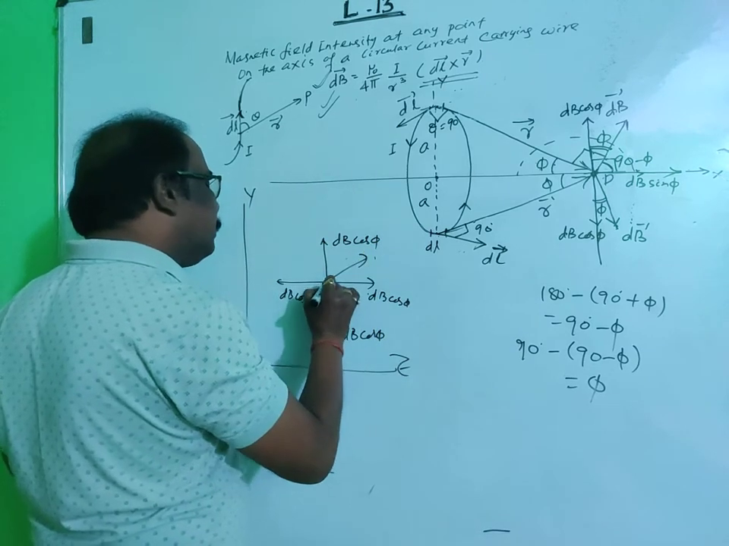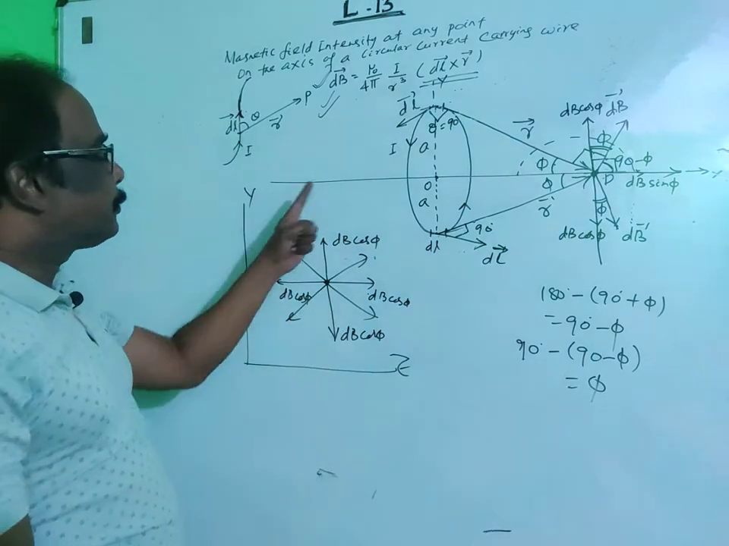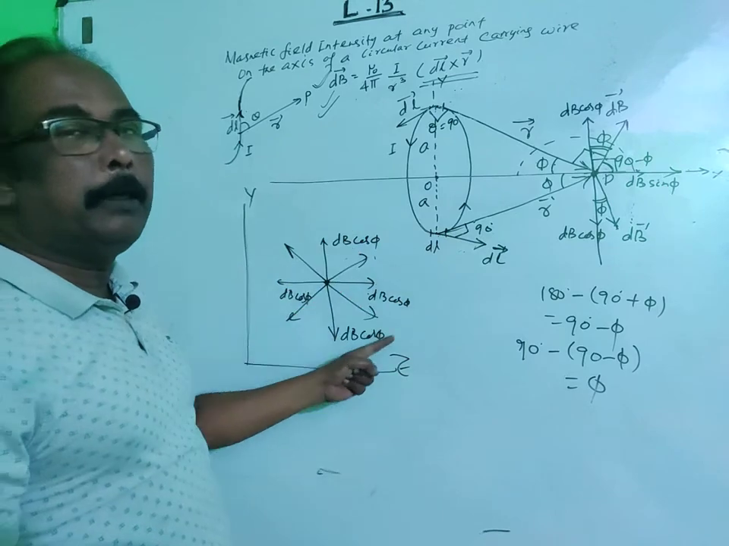This is dB cos phi. This is dB cos phi. So the sum of all these dB cos phi is 0.